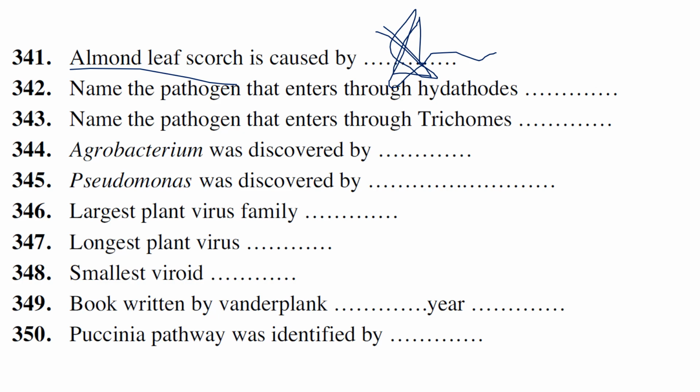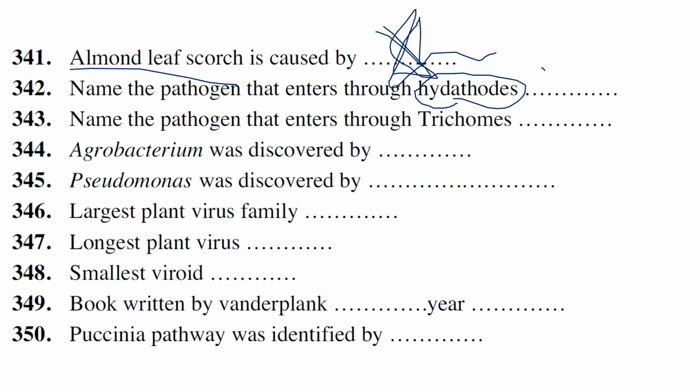Name the pathogen that enters through hydathodes. There are two important pathogens that we study repeatedly: black rot of cabbage and rice bacterial leaf blight. These two are generally considered the hydathode entrants. Of course, other pathogens also enter there, but these two are very important.